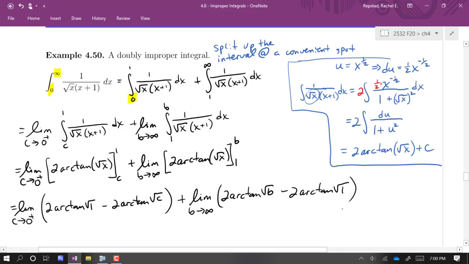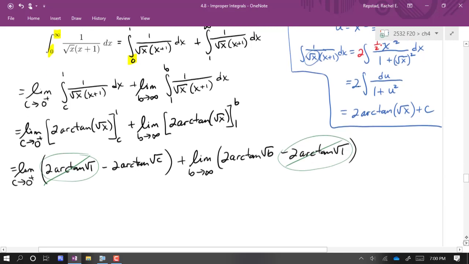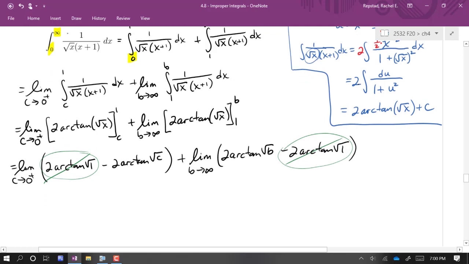Now finally, we're getting close, right? We're ready to evaluate some limits. So again, I'm just going to point out here we have a positive 2 arctan of root 1 minus 2 arctan of root 1. Those guys cancel, so I don't have to worry about those. As c approaches 0 from above, so approaches 0 using positive numbers, this first arctan is approaching arctan of 0, so it's approaching 0. And of course 0 times 2 is still 0.